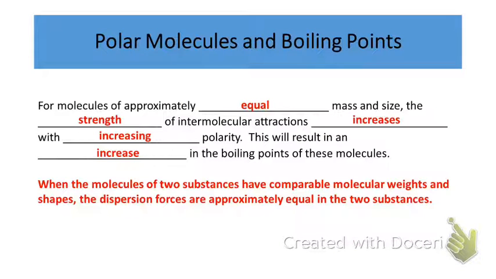All right, so here's our summary then. For molecules of approximately equal mass and size, the strength of the intermolecular attractions increases with increasing polarity. This will result in an increase in the boiling points of these molecules. And really, again, I think this little statement is going to be absolutely important in your notes. So when the molecules of two substances have comparable molecular weights and shapes, the dispersion forces are approximately equal in the two substances. Okay, that's important.